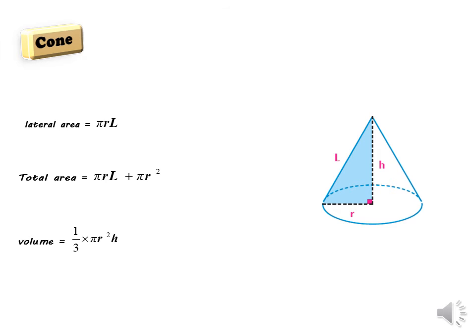The cone, here we have the cone has, of course, a base which is a circle, and the length of the radius equals r. The height is the perpendicular distance from the vertex to the center of the circle at the base. And here we have the slant height of the cone equal L. To find the lateral area, it will be pi R L, and the total area will be pi R L plus pi R squared, or pi R times (L plus R). Finally, the volume equals 1 over 3 pi R squared H.